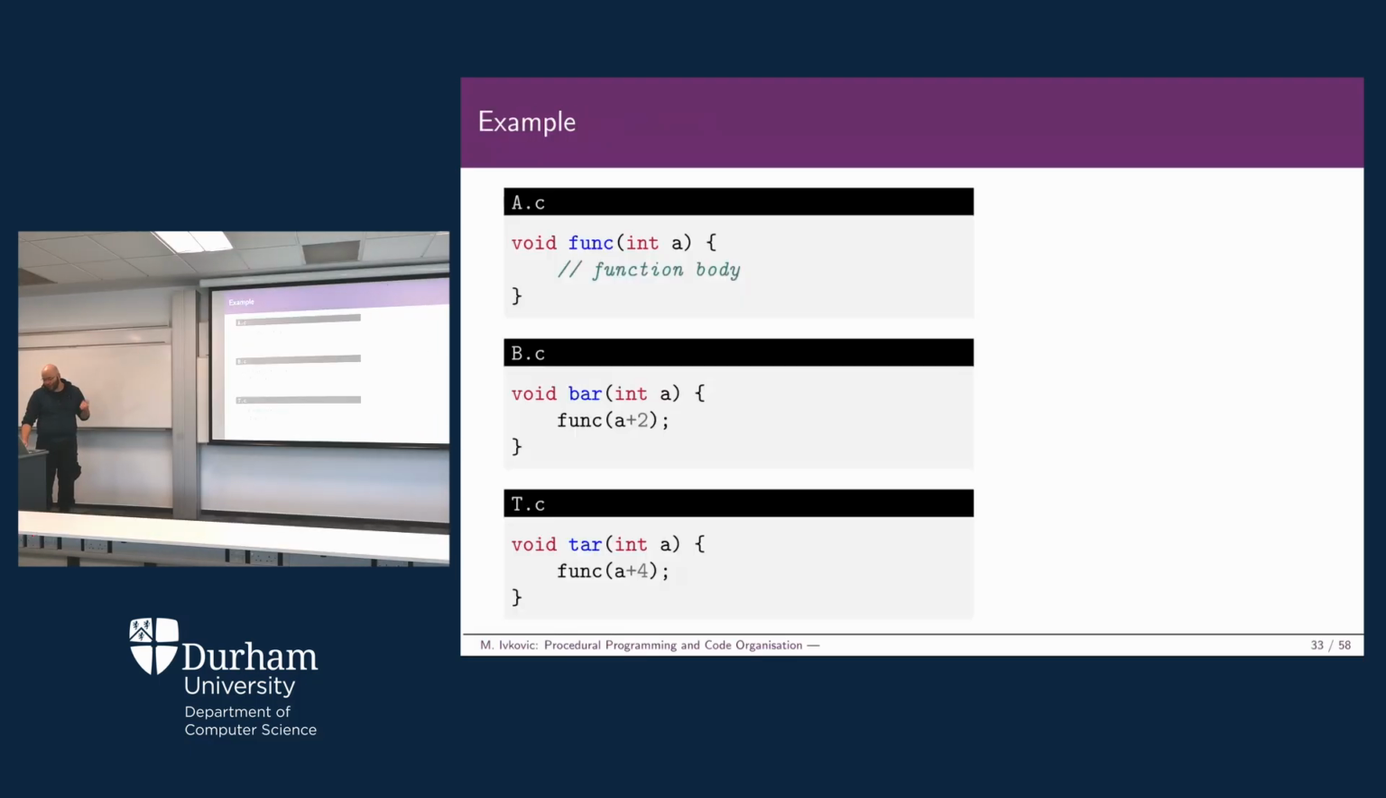So let's look at an example. Let's say we have three files. We have a.c, where we have some function func. We have a file b.c, where we have a second function called bar, which calls func, which is stored in a.c. And we have a third file called t.c, which has a function tar, which also calls function func, right?